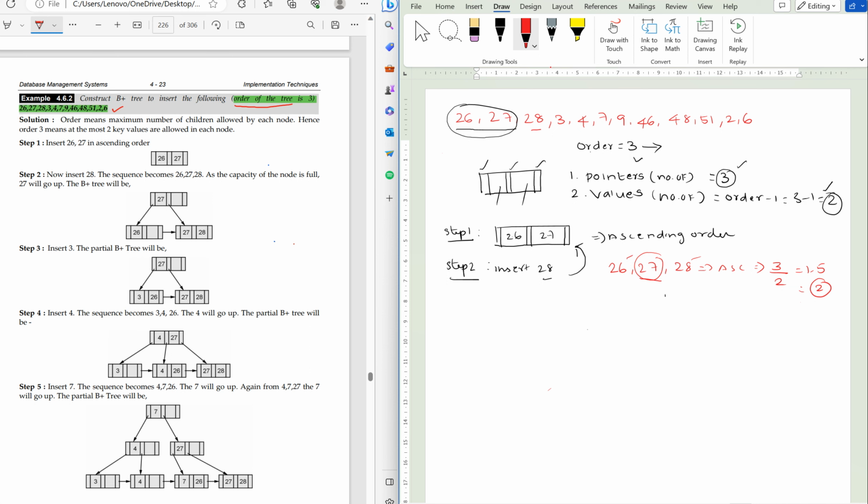After that, we have to decompose the existing node, that is the node obtained in the first step. So in the second step, we are creating a root node.